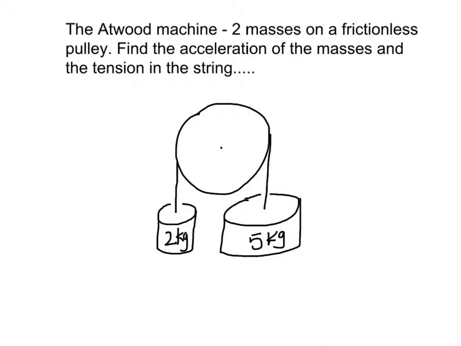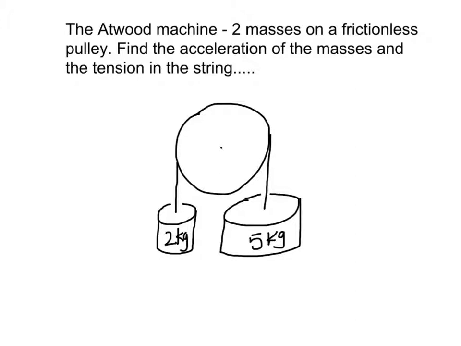Okay, here's an example of what's known as an Atwood machine. So this thing is a frictionless pulley. It can rotate like this, it can rotate like this, and we have a string suspended over it with two masses hanging off both ends of the string. I'm hoping it's obvious to you that the heavier mass will accelerate downward and the lighter mass will accelerate upward.